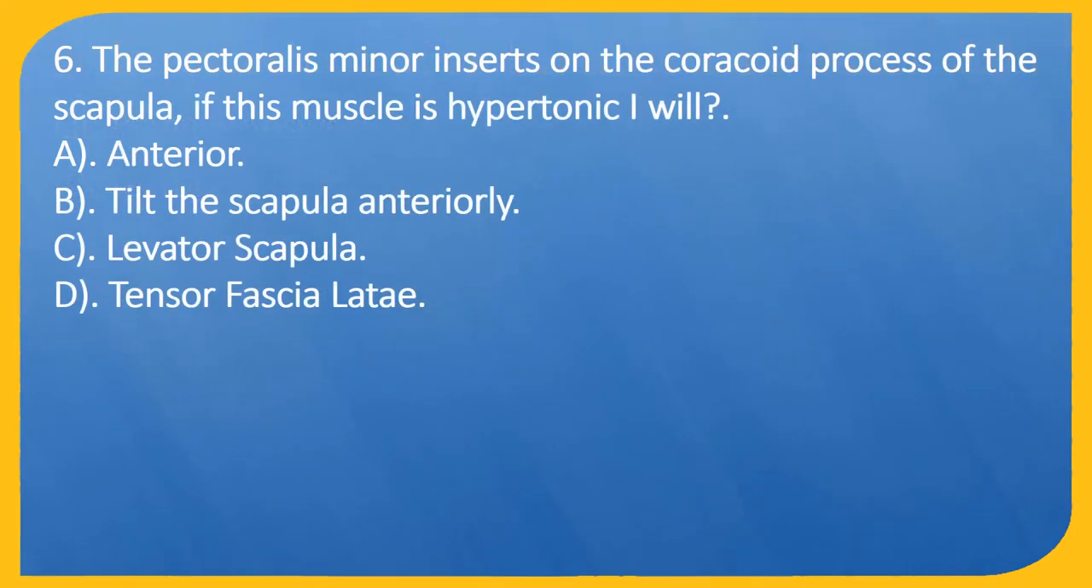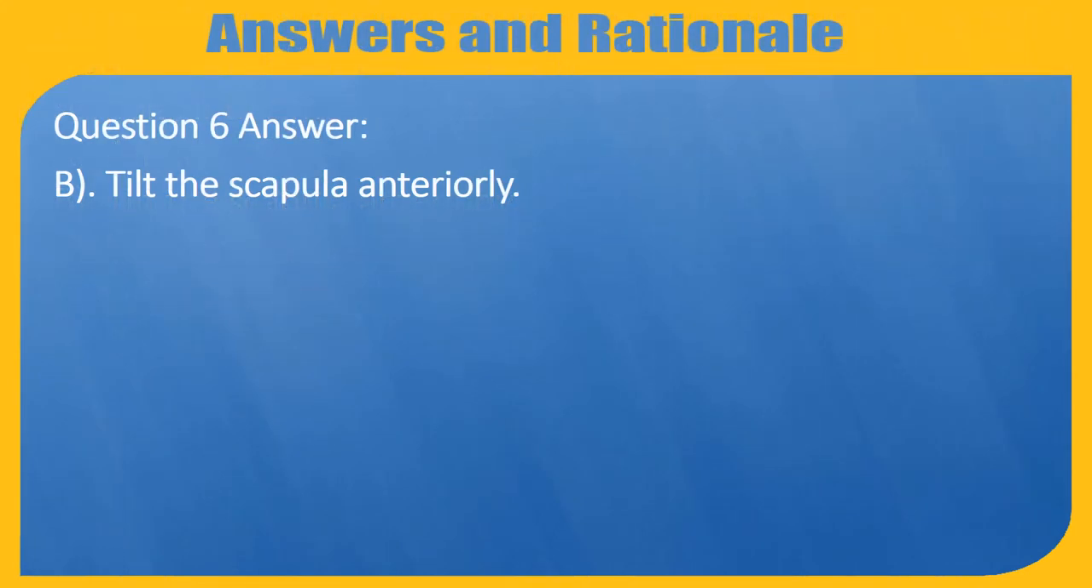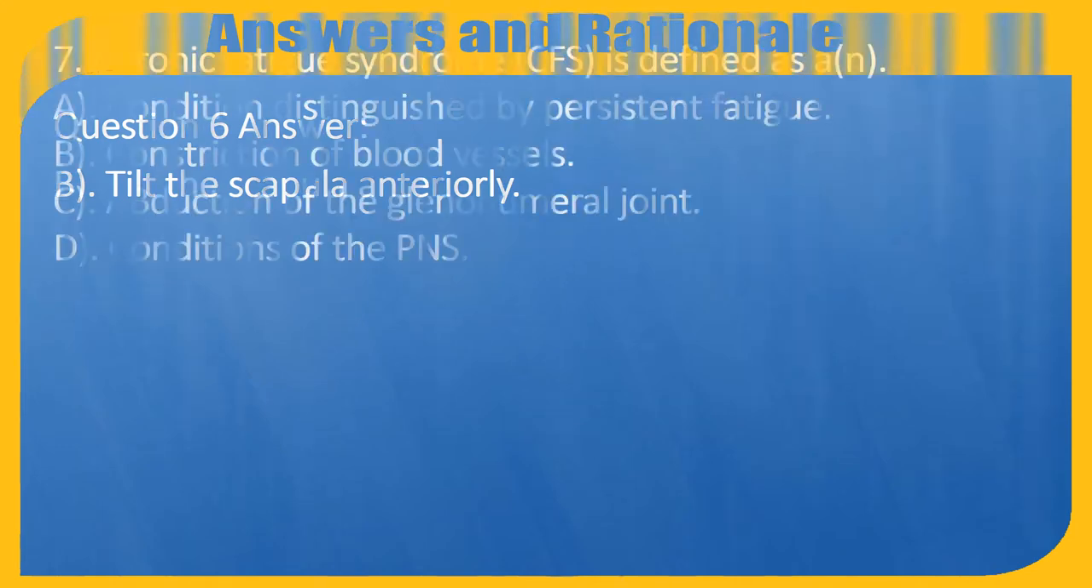Question 6. The pectoralis minor inserts on the coracoid process of the scapula. If this muscle is hypertonic, it will A. Anterior. B. Tilt the scapula anteriorly. C. Levator scapulae. D. Tensor fasciae latae. Question 6. Answer. B. Tilt the scapula anteriorly.